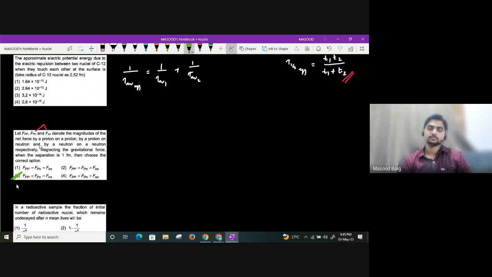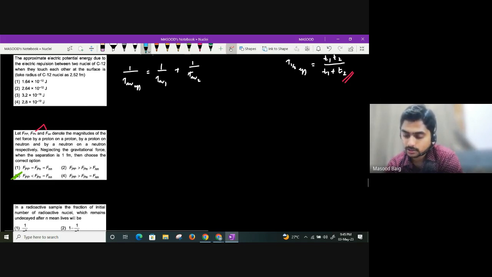Clear? Understood, all of you? Because net force they are saying, they're not talking about nuclear force, guys. If nuclear force was given, directly my answer would have been first option. But they are saying net force here. So net force is given means on proton, there will also be repulsion. Attraction due to nuclear force, repulsion due to electrostatic force. So I need to counter that repulsion. So the net force will become less than the nuclear force of attraction.